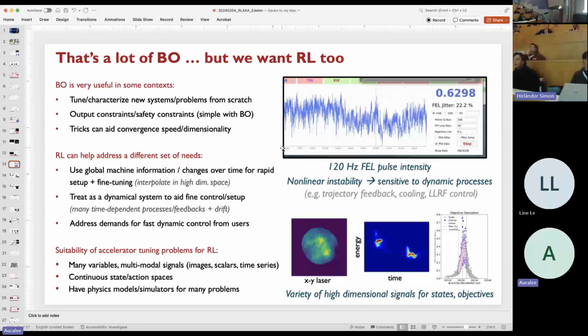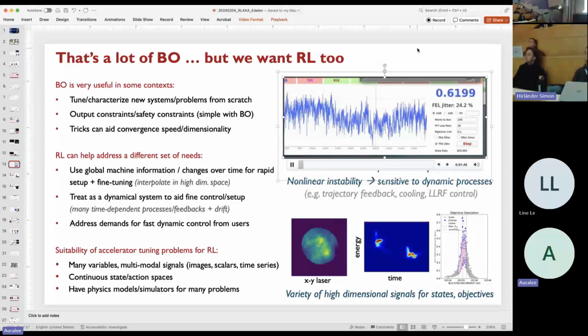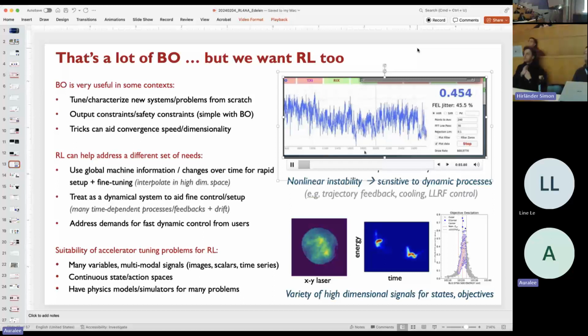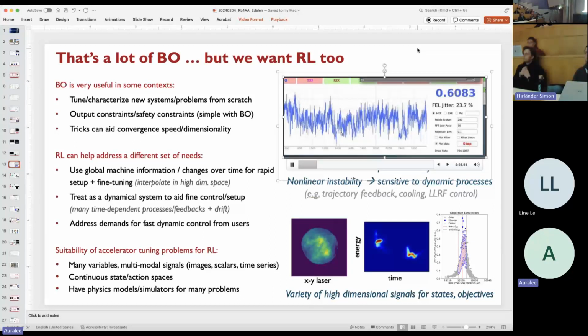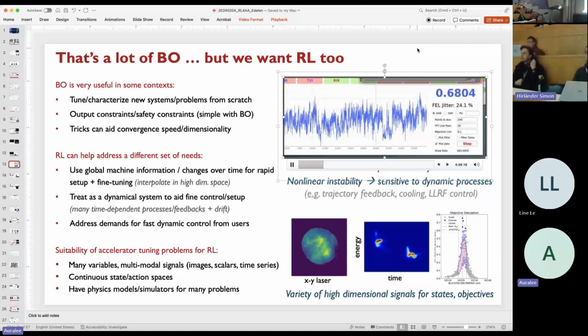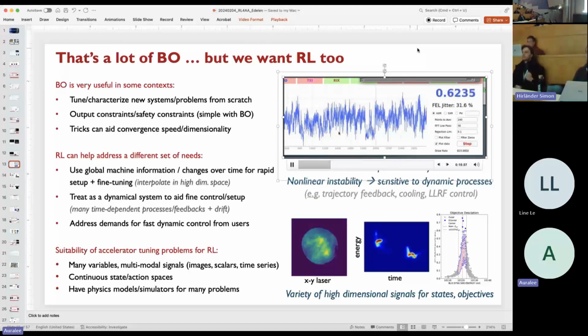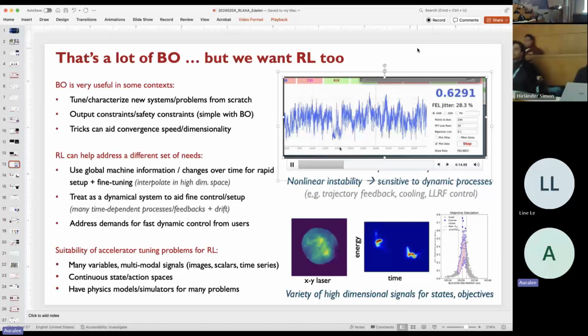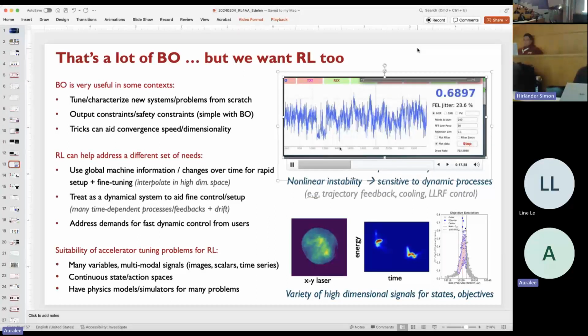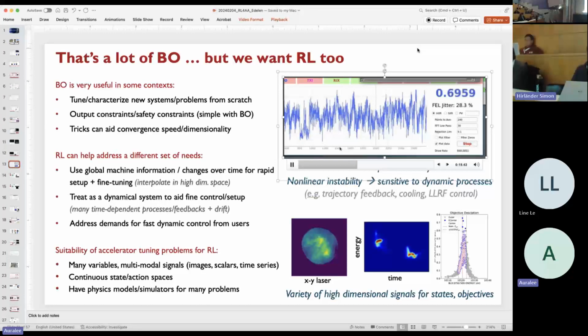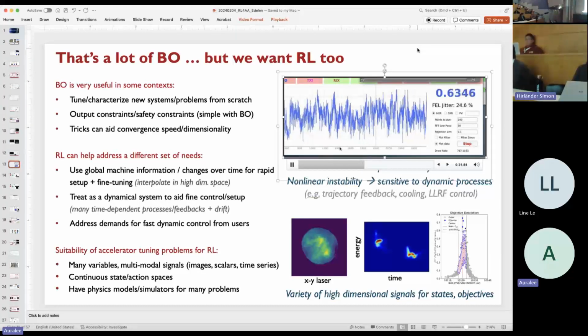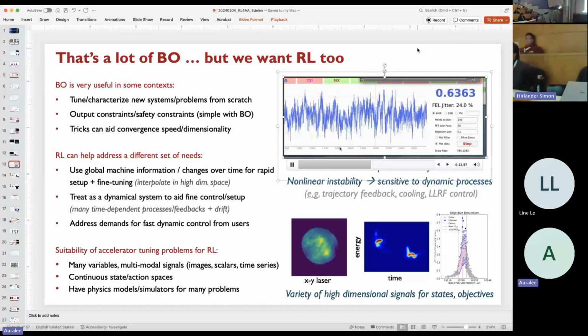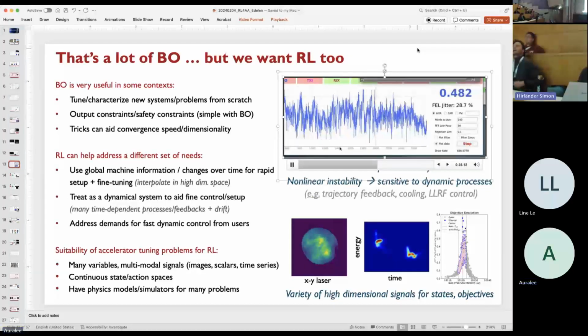So that was a lot of Bayesian optimization described, but we want reinforcement learning too. Why is that? We started off with BO because it's very useful for tuning and characterizing new systems from scratch. It's also sort of intuitive how you incorporate learned output constraints or safety constraints. And then there are a number of tricks that one can use to increase the convergence speed and the ability to handle higher dimensional systems.